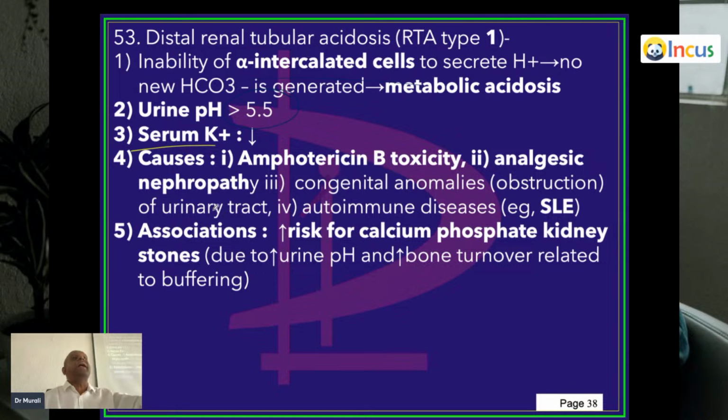Then what leads to the distal renal tubule getting damaged? Amphotericin B toxicity, a favorite MCQ in entrance exams. Analgesic nephropathy, diclofenac. If you go to a government hospital, only Overon will be there. If you go to a government hospital, Overon leading to analgesic nephropathy, bundles and bundles of cases.